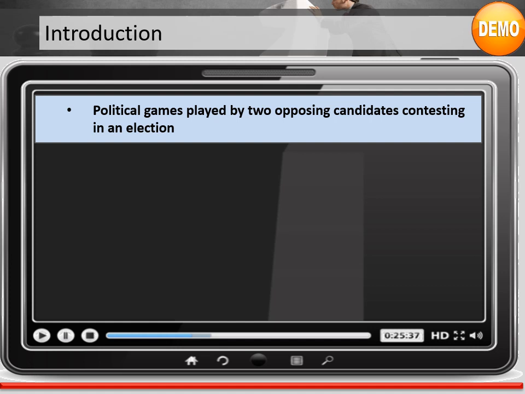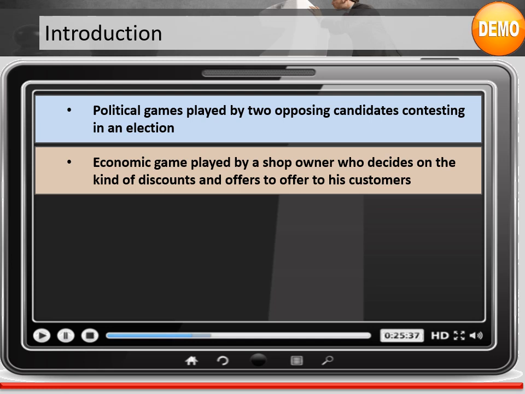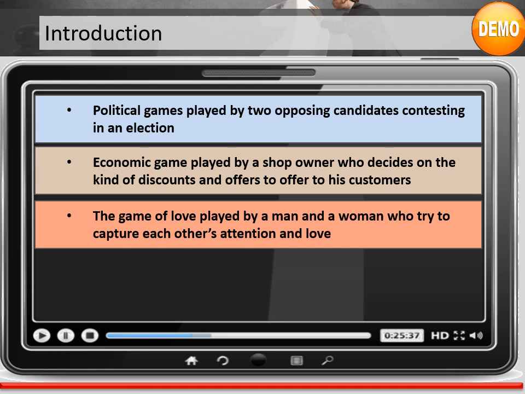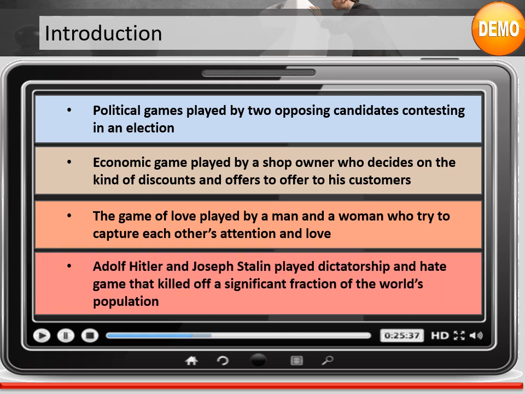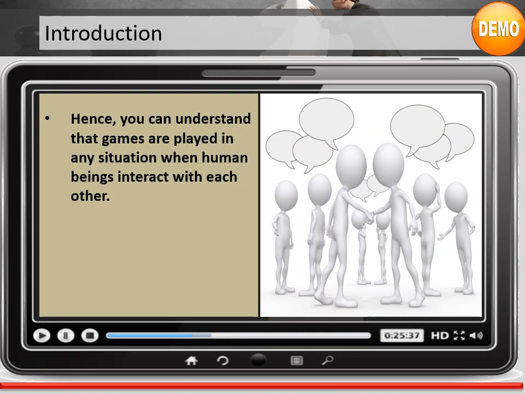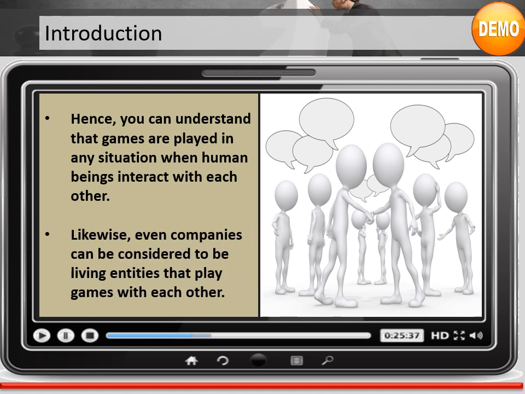Political games, played by two opposing candidates contesting in an election. Economic game, played by a shop owner who decides on the kind of discounts and offers to offer their customers. The game of love, played by a man and a woman who try to capture each other's attention and love. Adolf Hitler and Joseph Stalin played dictatorship and hate game that killed off a significant fraction of the world's population. Hence, you can understand that games are played in any situation when human beings interact with each other. Likewise, even companies can be considered to be living entities that play games with each other.